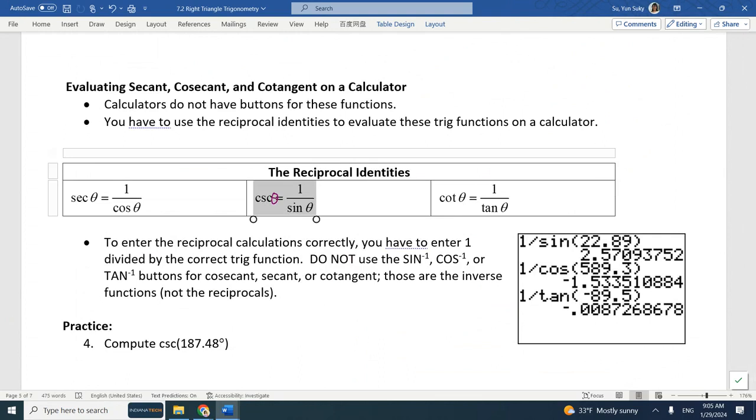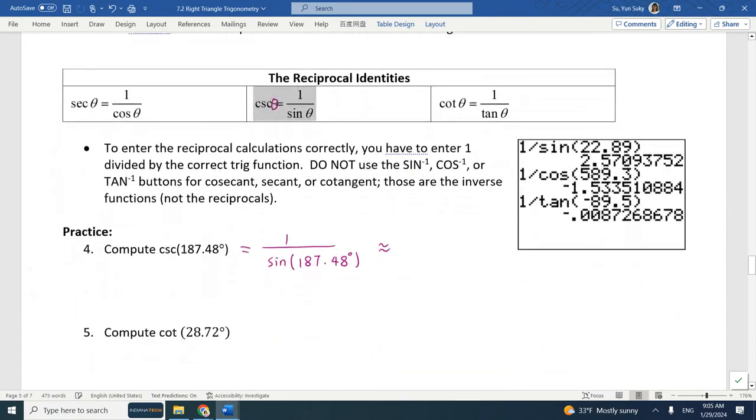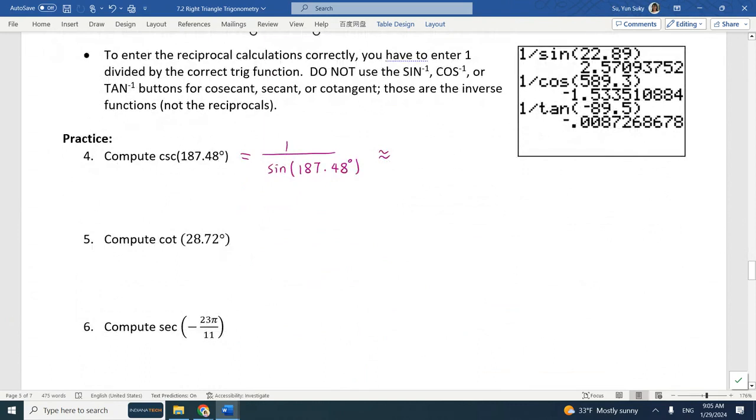Now, how do we compute cosecant 187.48 degrees? First of all, get a calculator. This is degree or radian? Degree. So make sure you're in the degree mode. And then cosecant is what? 1 over sine. So 1 over sine of 187.48 degrees. Now plug this in your calculator. And then give me 4 decimal places. What do you get?